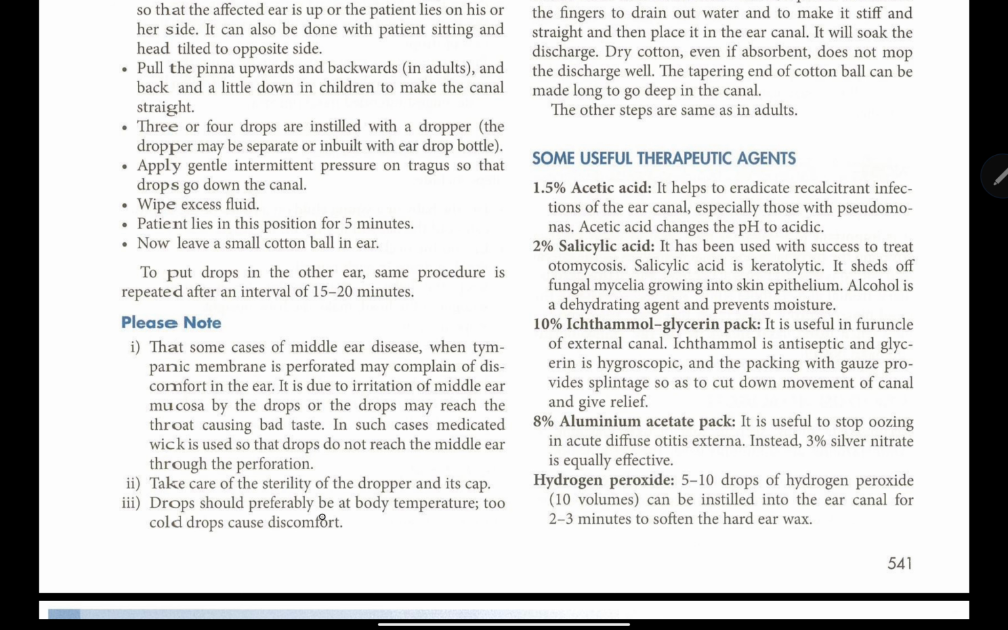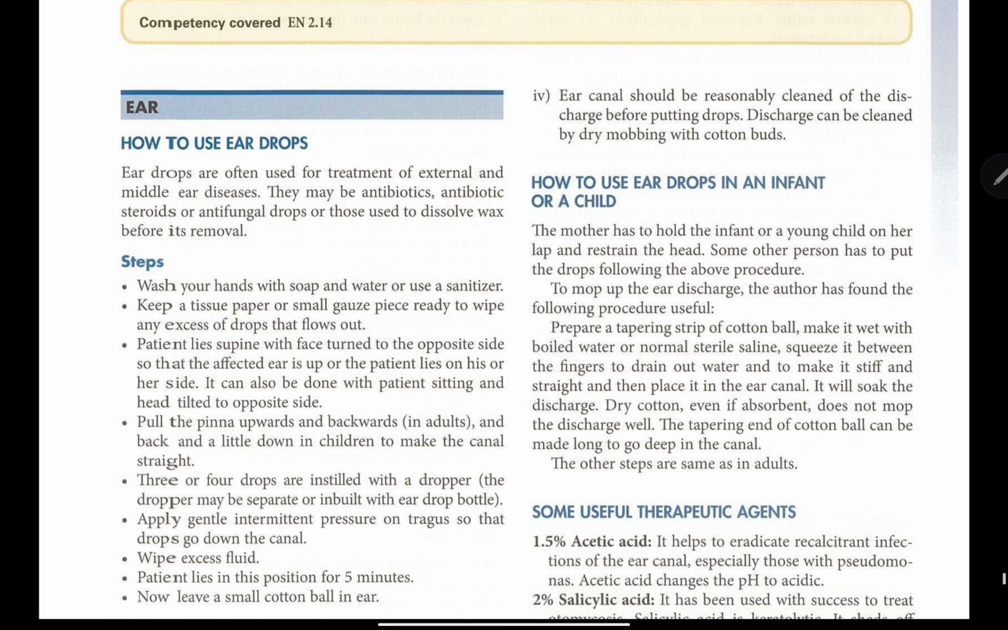Drops should preferably be at body temperature. Too cold drops cause discomfort. Ear canal should be reasonably cleaned of the discharge before putting drops. Discharge can be cleaned by dry mopping with cotton buds.